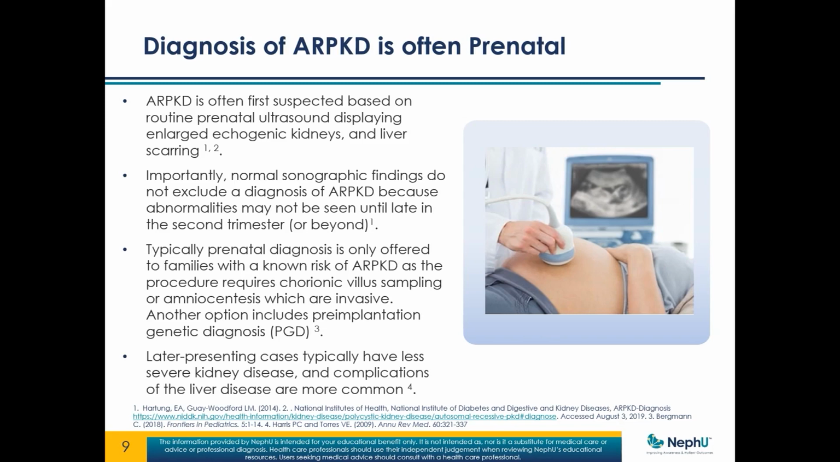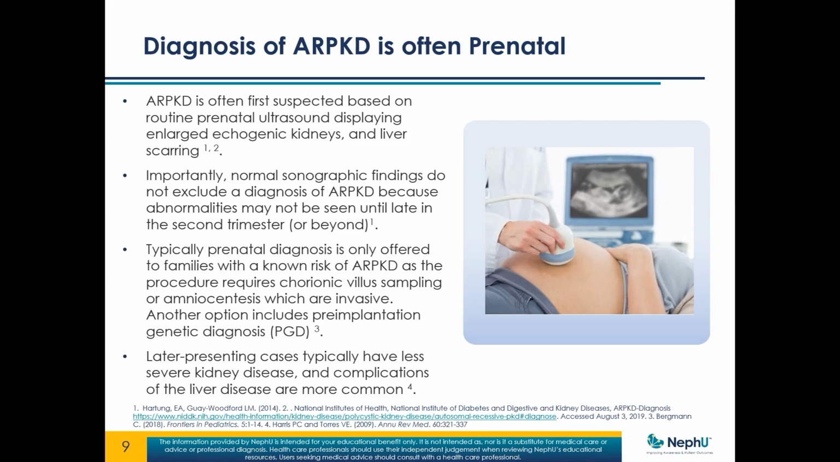So another important thing is even if you have normal sonographic findings, it doesn't exclude a diagnosis of ARPKD because it might not present until the second trimester or even beyond, especially if it's a missense mutation. So prenatal diagnosis is only offered to families with a known risk of ARPKD because if you want to try and do either chorionic villus sampling or amniocentesis, these are invasive and there's some risk to the fetus.